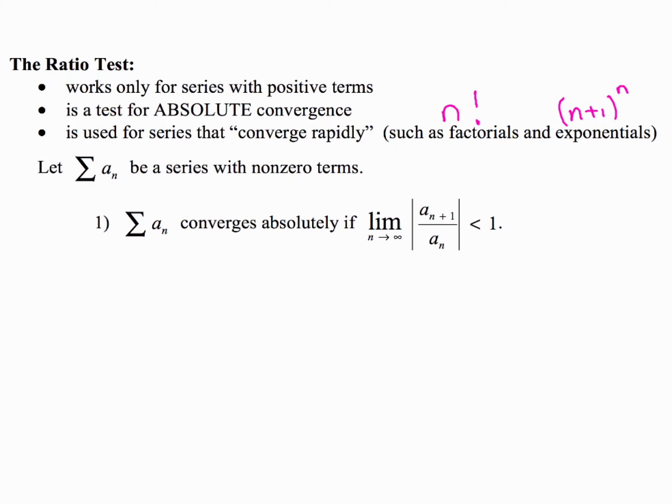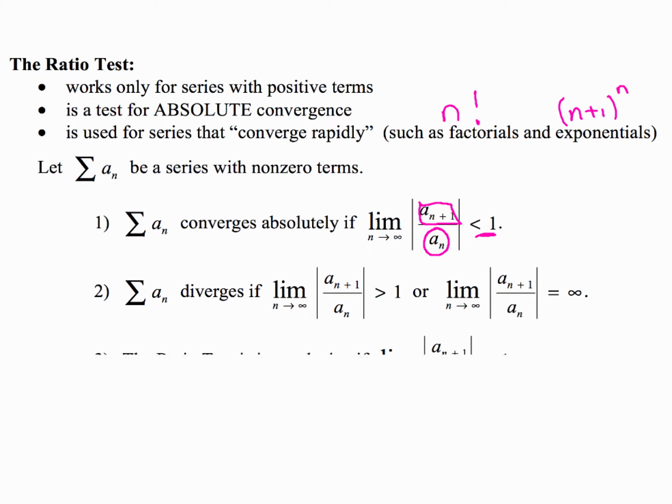Now remember, it's going to converge absolutely if when you take the limit of the absolute value of this, you get something less than 1. This a sub n plus 1 is our formula with n plus 1 substituted in anywhere there's an n, and a sub n is your original formula. If we get something greater than 1, or infinity, well, sorry, thanks for playing, our series will not converge, it will diverge. And of course, if we do get 1, then we've got to pick another test, because the ratio test doesn't tell us squat about this particular series.